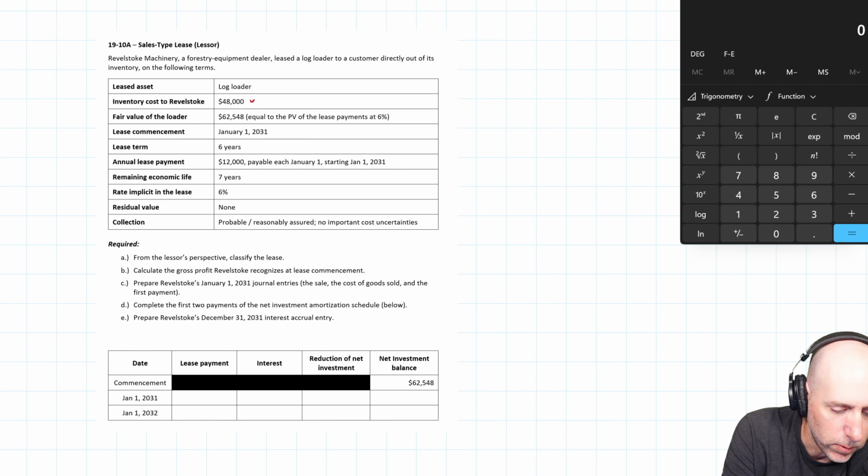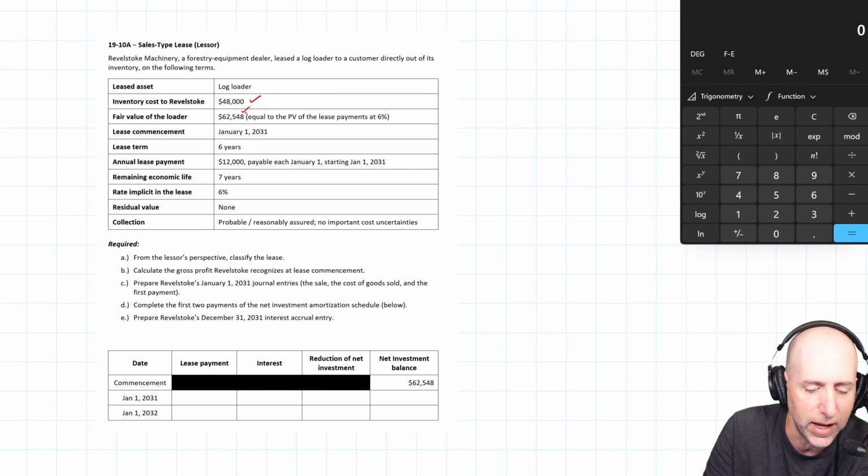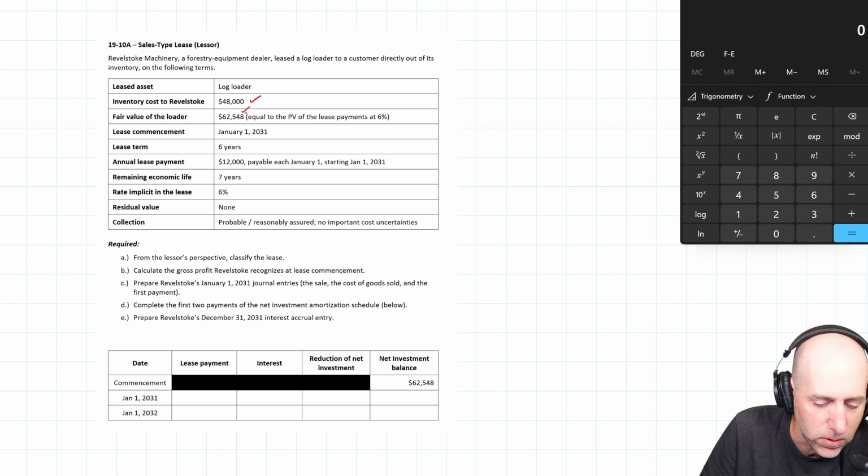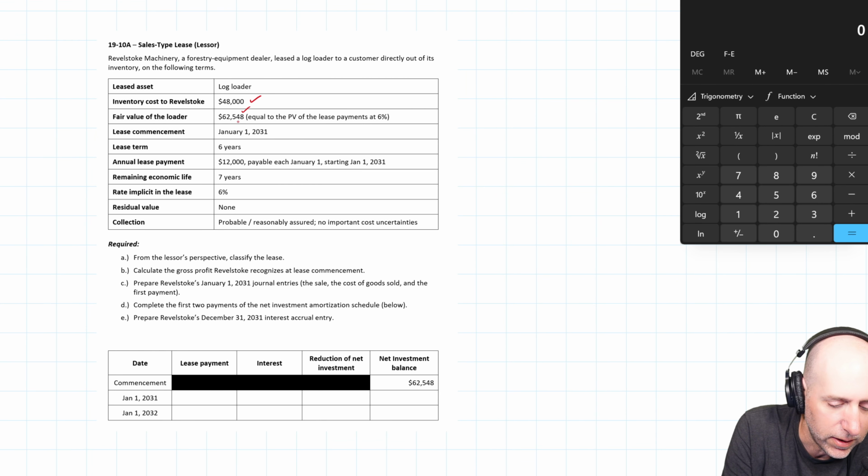The inventory cost to us is $48,000, and you can see the fair value is higher than that because obviously we're selling it at fair value or leasing it at fair value. And it notes that the fair value $62,548 is equal to the present value of the payments discounted at 6%.